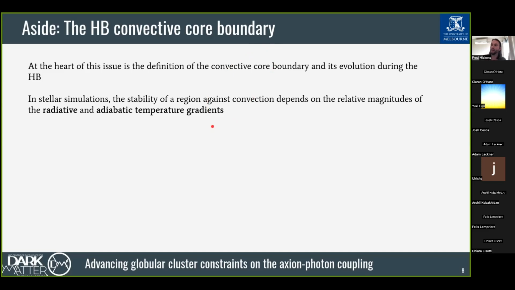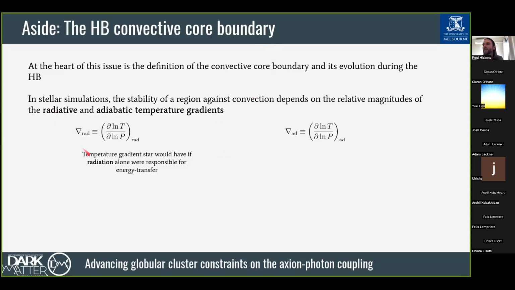So in stellar simulations, the stability of a region against convection depends on the relative magnitude of two temperature gradients, the radiative and adiabatic temperature gradients. The radiative temperature gradient is the temperature gradient a star would have if radiation alone were responsible for energy transfer. And the adiabatic temperature gradient is the thermal response of a convective element to adiabatic compression. I'll specify the exact form of the former because this is the one that's going to be relevant to the discussion I want to have.